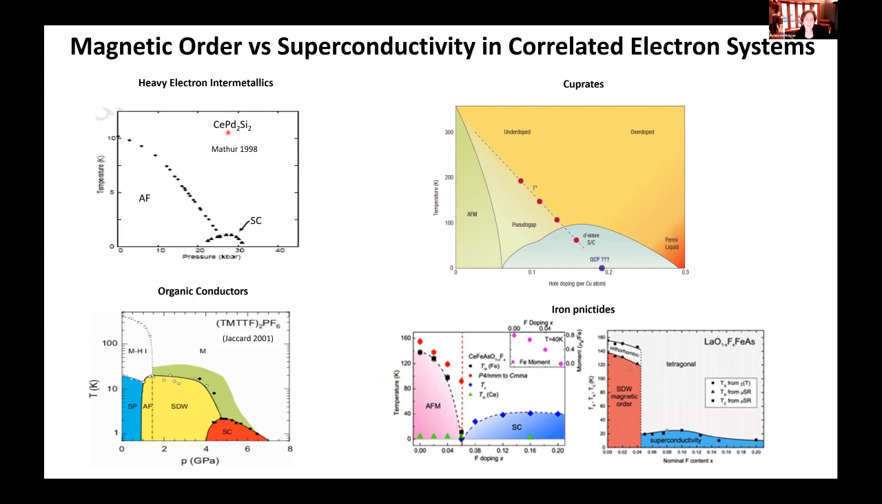So let's start with this one, CePd2Si2. It's what's called a heavy fermion compound. It's an antiferromagnet, but as you apply pressure, you see that the Néel temperature drops. And just where antiferromagnetic order is going to disappear, at what we call the quantum critical point, the zero temperature antiferromagnetic transition, we see this little bubble of superconductivity emerge. Something very similar can be found in, say, the cuprates, the organic conductors, the iron pnictides.